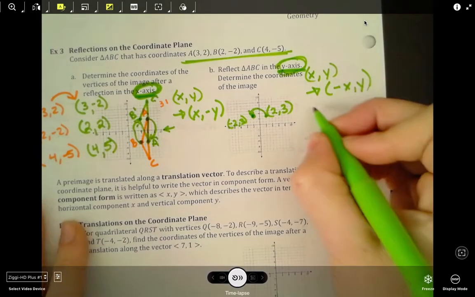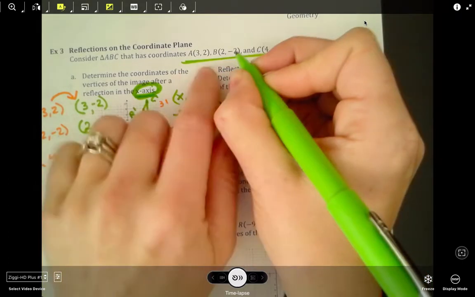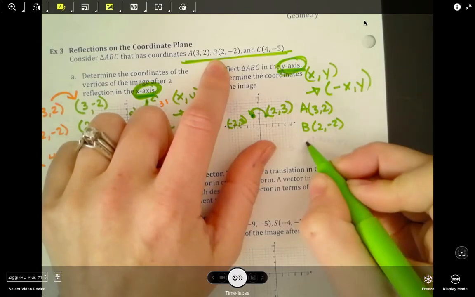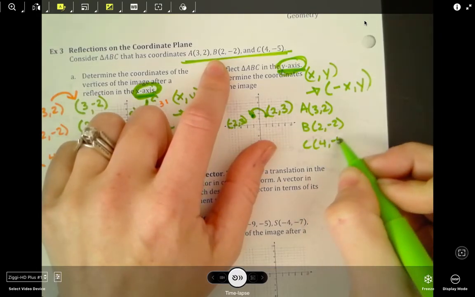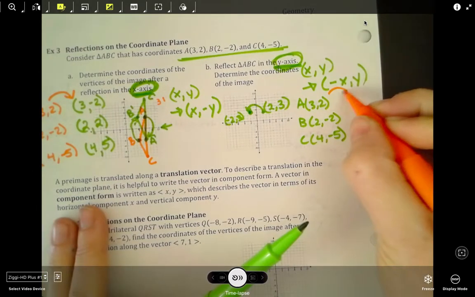So let's do this. A is at (3, 2). We have these same coordinates as what we had before. A is at (3, 2). B is at (2, negative 2). And C is at (4, negative 5). I'm not even going to graph this because we can figure this out without graphing. This is how you cheat.